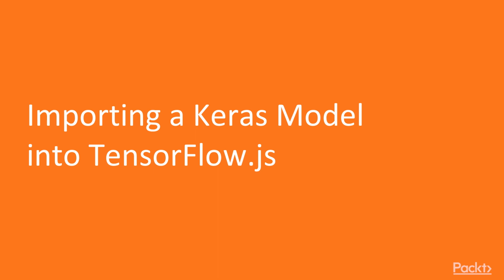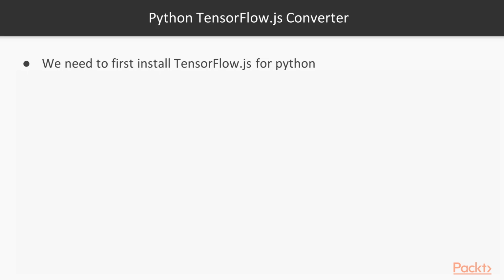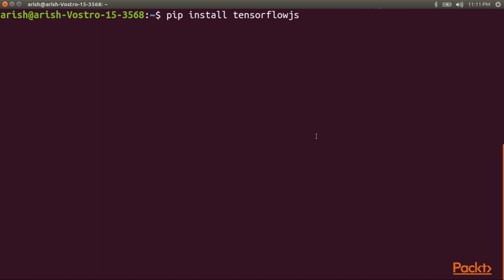In this video on importing a Keras model into TensorFlowJS, we are going to look at the Python TensorFlowJS converter, the Python API to export directly to TensorFlowJS, and how to load a model into TensorFlowJS. Let's first look at the Python TensorFlowJS converter. We need to first install TensorFlowJS for Python. We do this using the pip command. We enter pip install tensorflowjs.